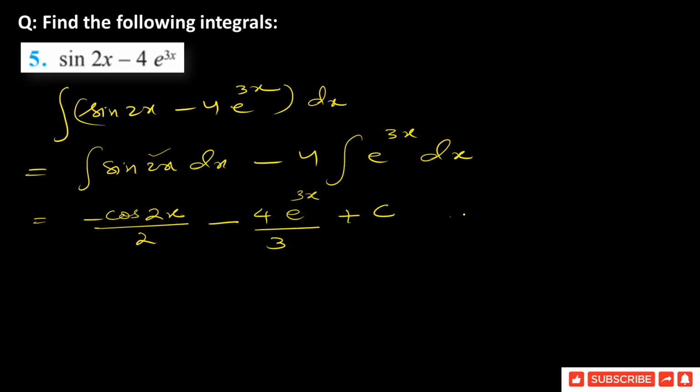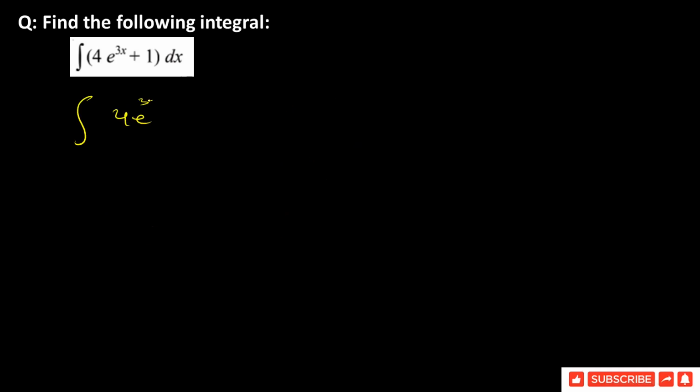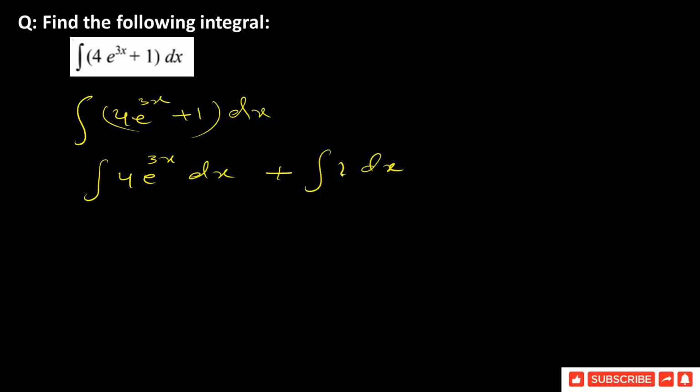This is the answer. Next, the integral of 4e power 3x plus 1, we apply the same method as we have already done. This is the integral of 4e power 3x dx, meaning we have opened the bracket, plus the integral of 1 dx. As we have already done in the formula, the integral of 1 dx will be x only. So we can write 4 e power 3x upon 3 plus x plus c. That's it.